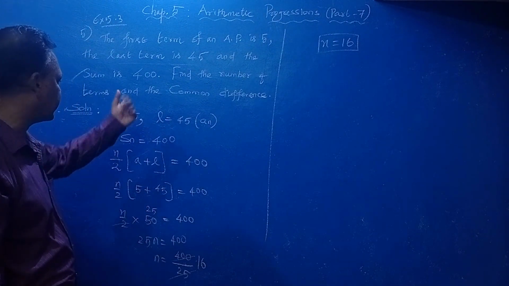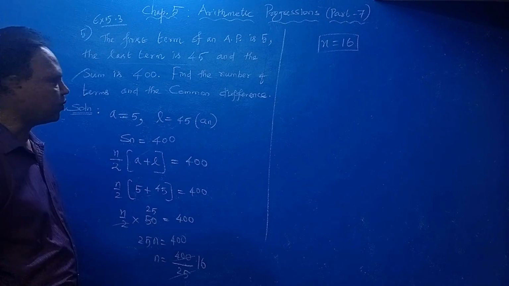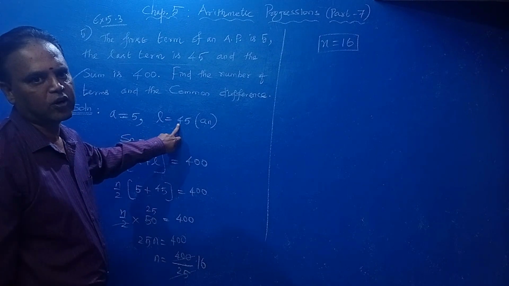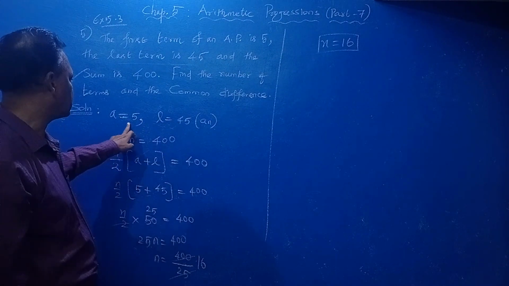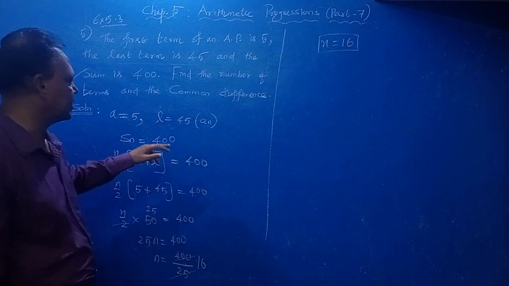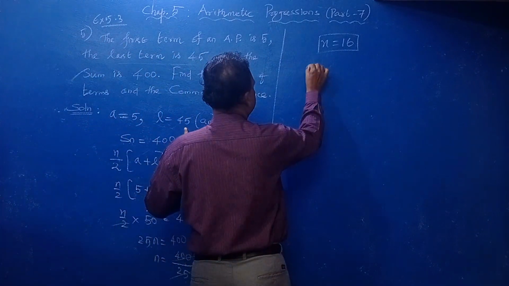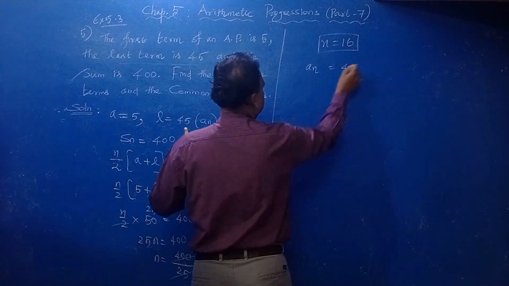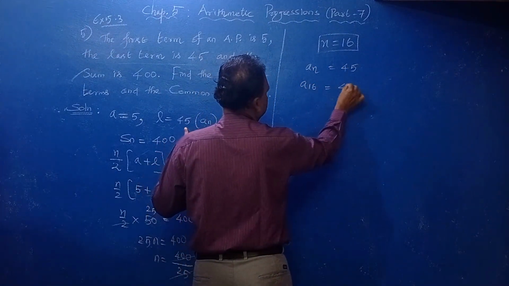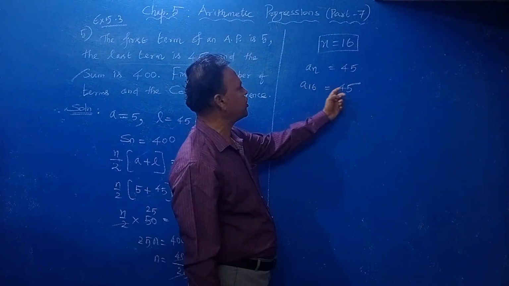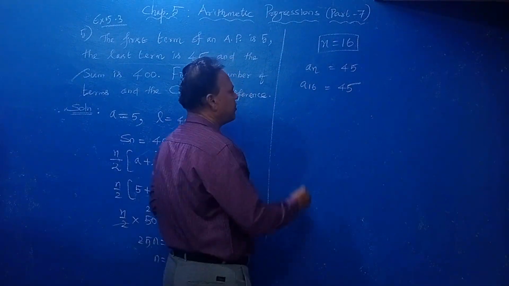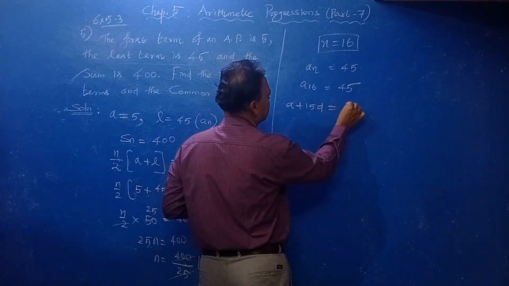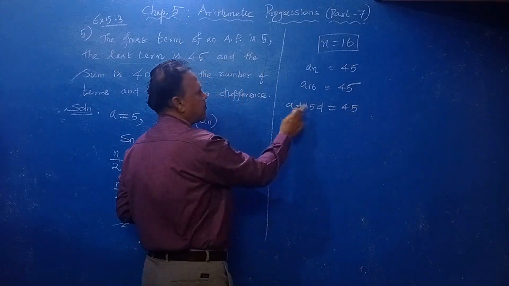Now you have to find out the common difference. Once you know N, AN is equal to 45. You know A also. So easily you can find out the common difference. That means A16 is 45. A16 means you know A plus 15D. AN formula use. Simply subtract 1. That's all.